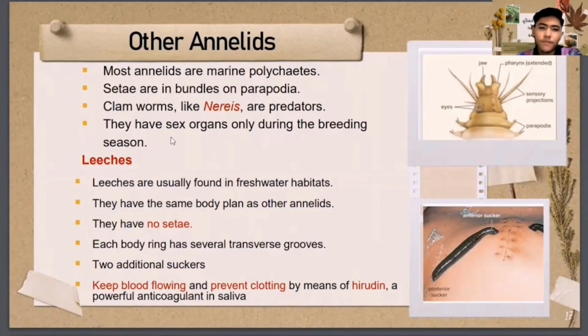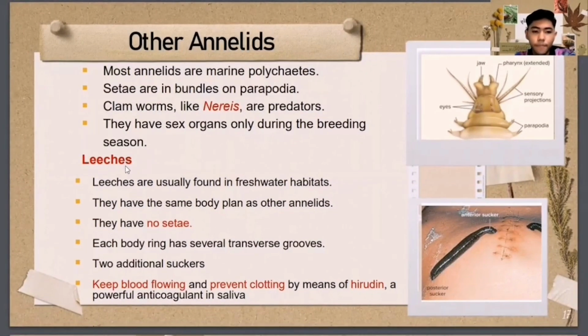One example of the other annelids is leeches. Leeches are usually found in freshwater habitats. They have the same body plan as other annelids, just like the earthworm, but they have no setae. Each body ring has several transverse grooves, and leeches have two additional suckers. The last characteristic of leeches is that they can keep blood flowing and prevent clotting by means of hirudin. Hirudin is a powerful anticoagulant in their saliva.